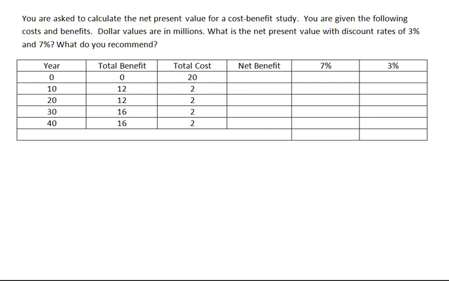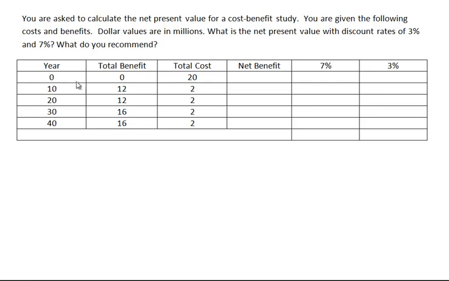Dollar values are in millions, so all these numbers here, and not all of them, but the 0, 12, 12, 6, 16, 16. So this is 12 million, 12 million. Over here we have an initial cost of 20 million. Now we're going to be looking at a 7% discount rate and a 3% discount rate, and we'll talk a little bit about how we get those.